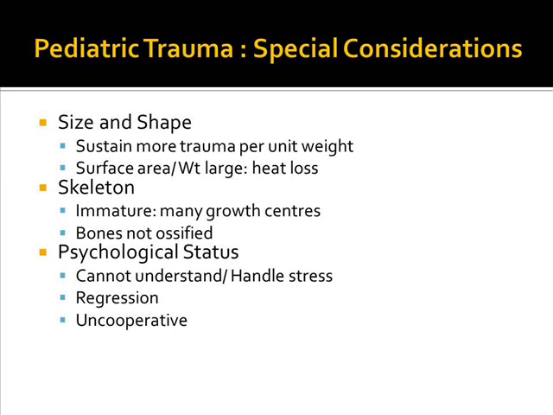The skeletal differences are that the children usually have many growth centers because they're still growing, and injury to this may result in future deformity. And the bones are also not ossified, meaning that they do not provide as much protection as they would in the adult.